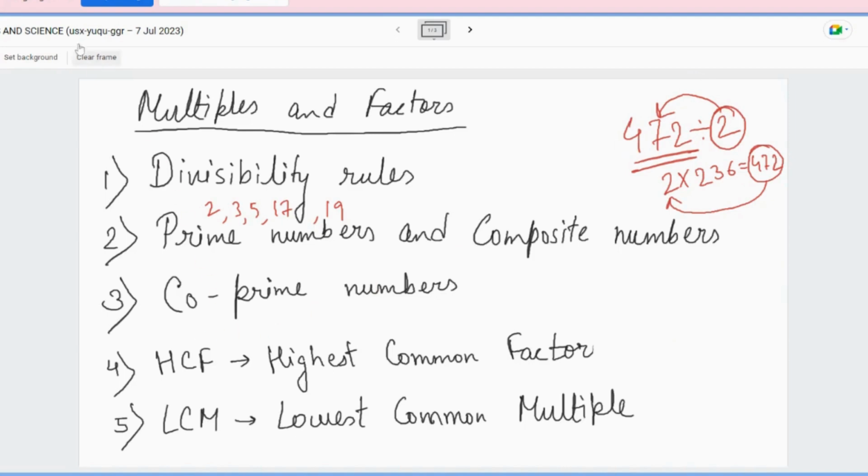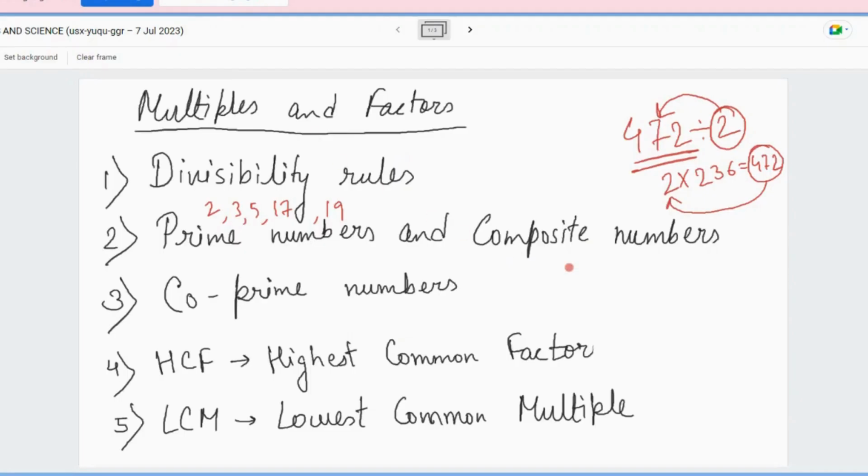Just follow the sentence. Okay. The sentence is very important. 2 is the smaller number. 2 is the smaller number. 2 is a factor of 472. And 472, which is the larger number, is the multiple of 2.